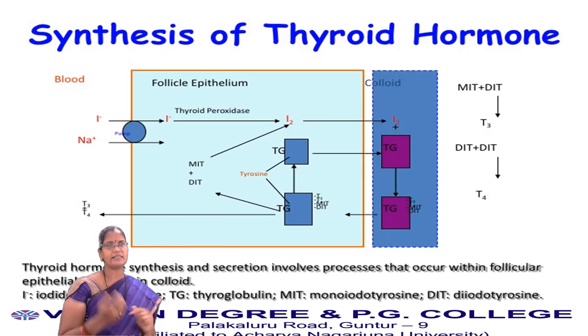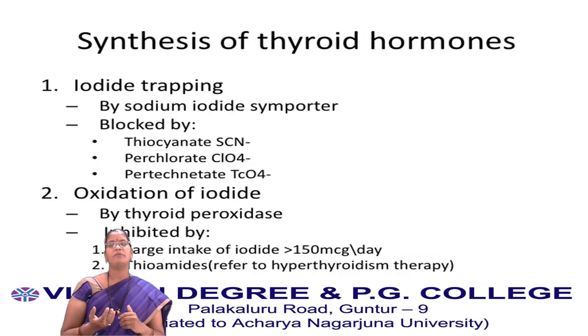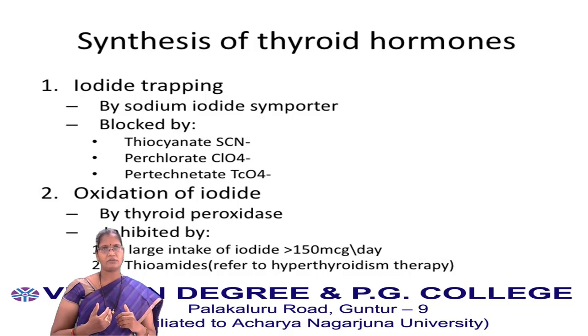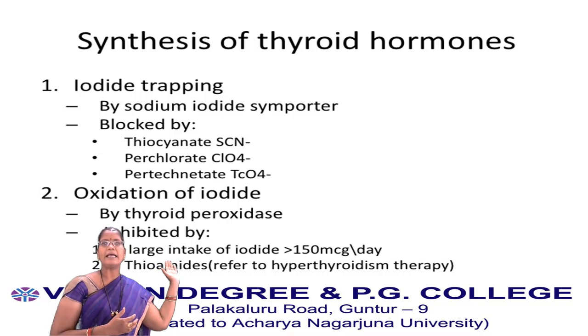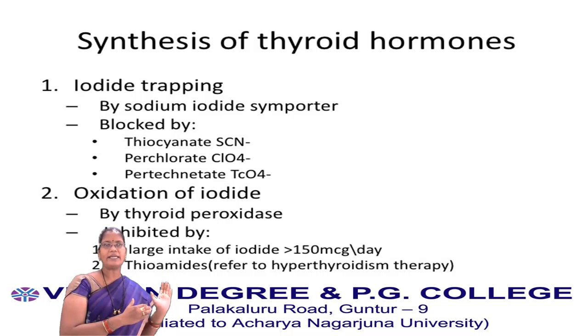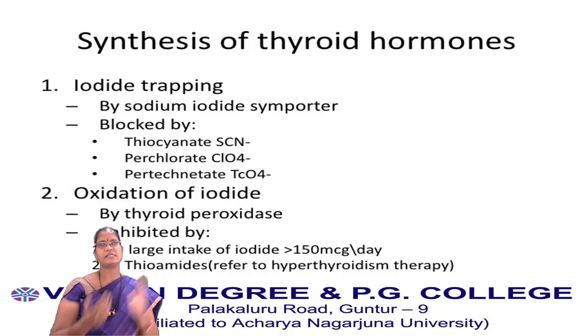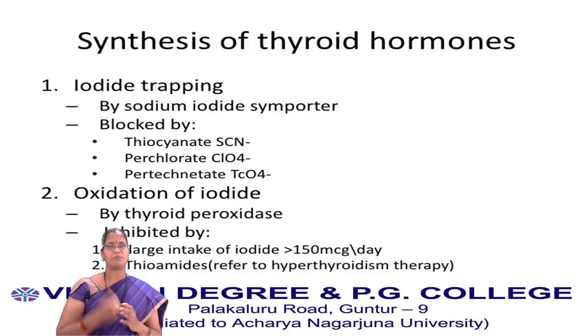Coming to the mechanism of synthesis of thyroid hormones, the first step is iodide trapping. The iodine which enters through the diet will enter into the blood, and that iodide is trapped by the sodium iodide importer present on the follicular epithelium. Thus, the iodine along with the sodium will move inside the follicle. This iodide trapping system is blocked by thiocyanate, perchlorate, and pertechnetate. These are the inhibitors of iodide trapping.